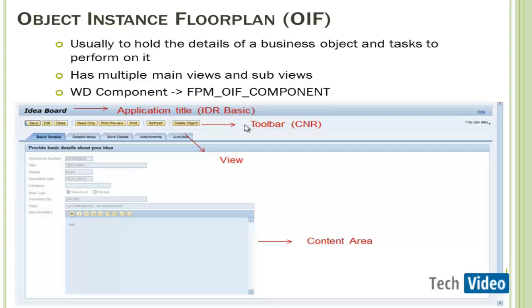The first one I'll be talking about is the Object Instance Floor Plan. The OIF is basically a template which holds the details of a business object and the different tasks that can be performed on that particular business object. Here I have taken an example of an idea board. Idea is a business object here. When I talk about idea, I have different information attached to it, like basic details, related ideas, the different attachments that are there, and then other activities.